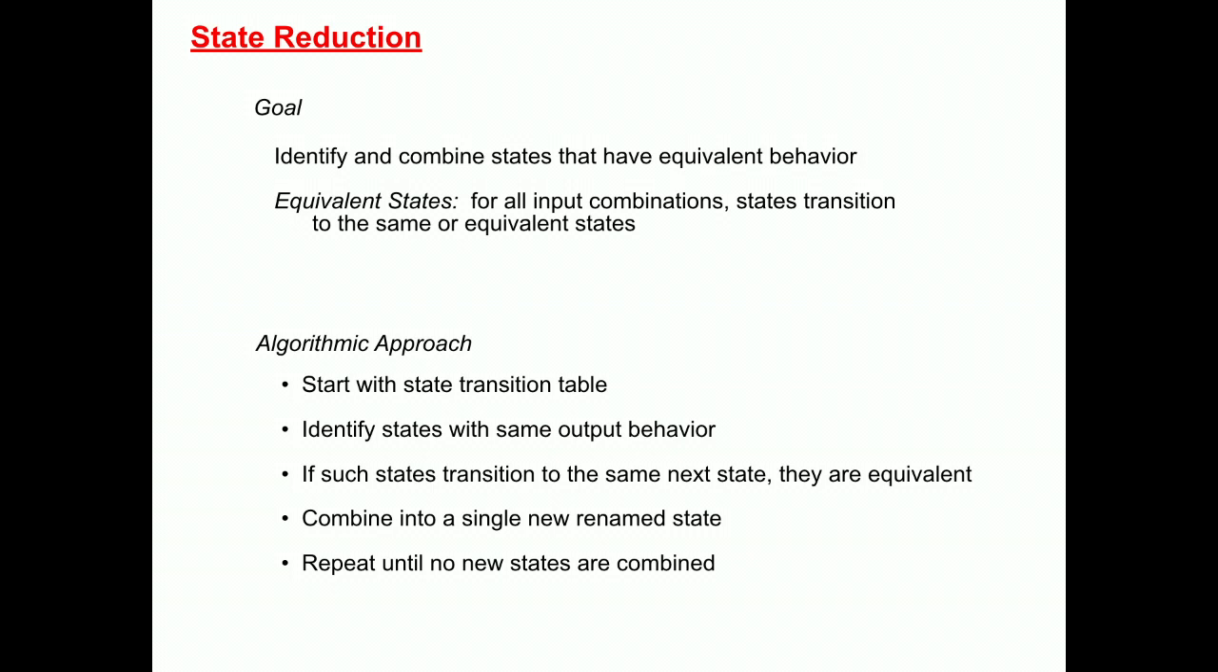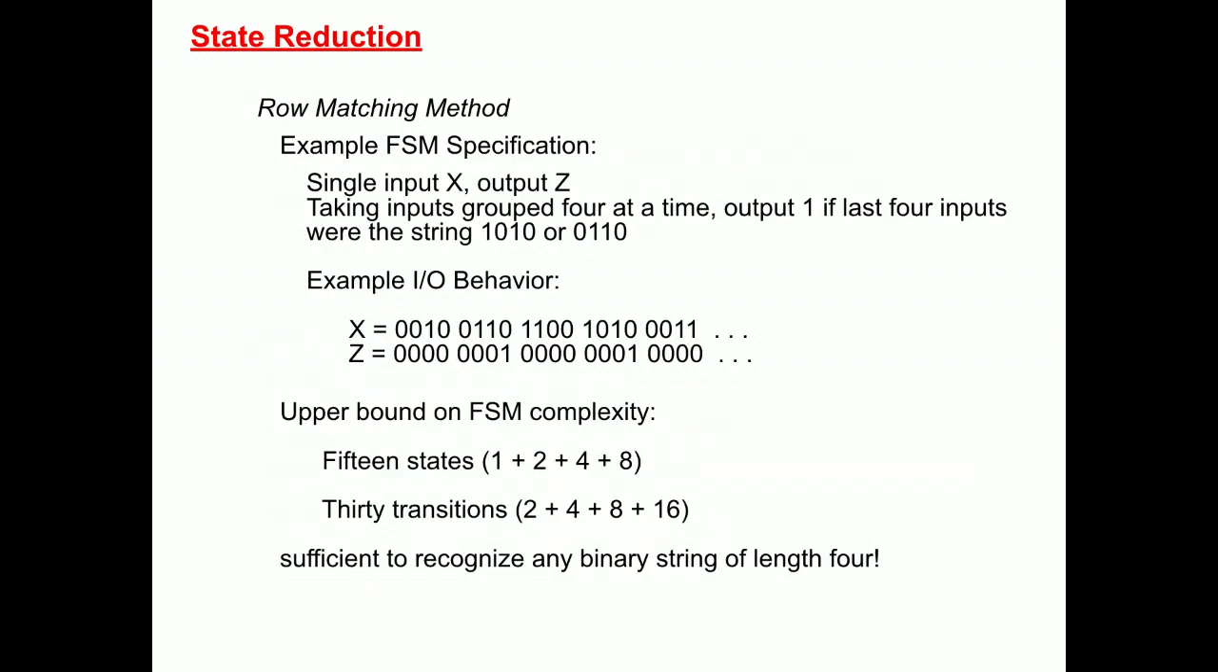So combined into a single new renamed state for those two states, and then repeat this process until there's no more that can be combined, right? So this seems like a simple way that we could simplify or reduce the number of states in the state machine. So I'll show you an example of doing that. This particular algorithm is called a row matching method because we're matching rows in the state transition table. So here's an example finite state machine.